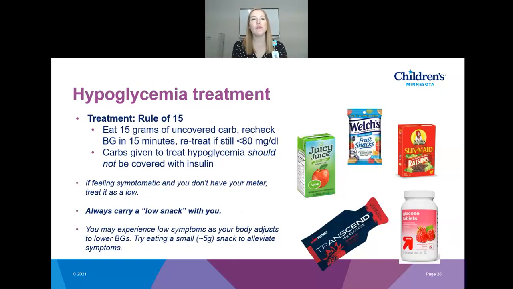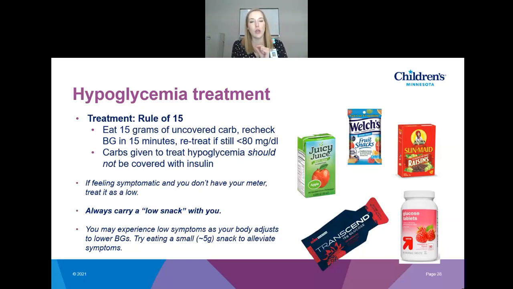Now, what do we do if we have a low? We use what we call the rule of 15. The rule of 15 is that we eat 15 grams of carbs, wait 15 minutes, and then recheck a blood sugar. If we are still less than 80 at that time, we're going to go back. We're going to eat 15 grams of uncovered carb, wait 15 minutes, and check another blood sugar. We're going to keep cycling through that until that blood sugar comes over 80.